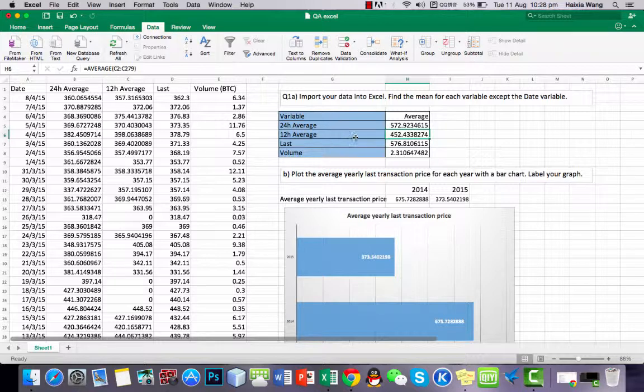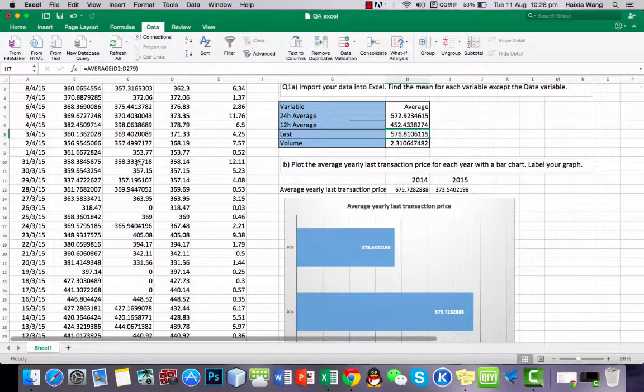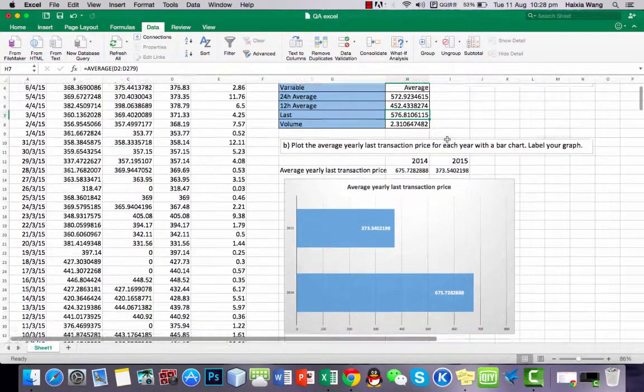Then for the second one, 12 hours average, I use the formula again. Then I select the whole column. Then I press enter. Then I do the same thing for the other two variables. This is what I get.